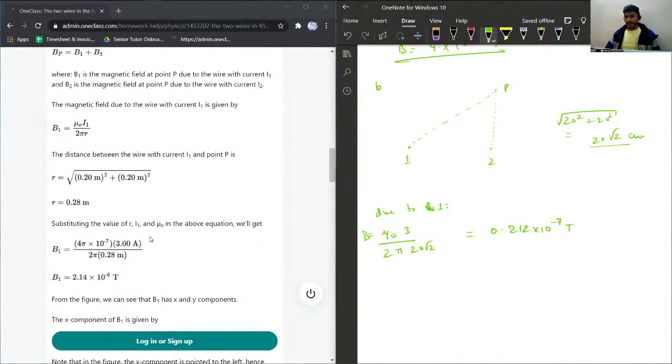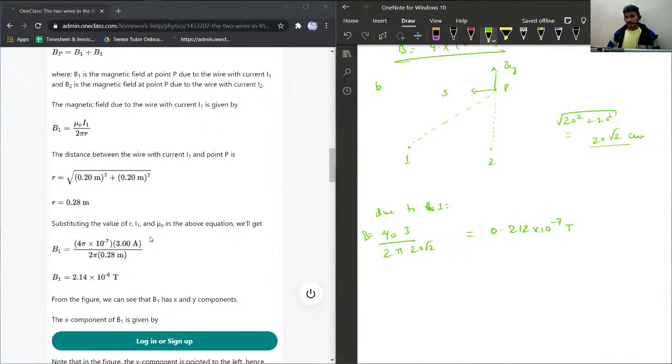Now in this case we can clearly see that the magnetic field at this point will have two components. One will be in Y, which will be B1Y, and one will be in X.